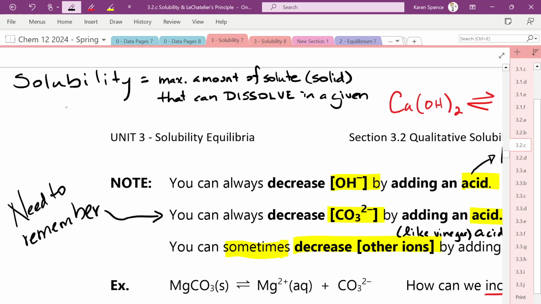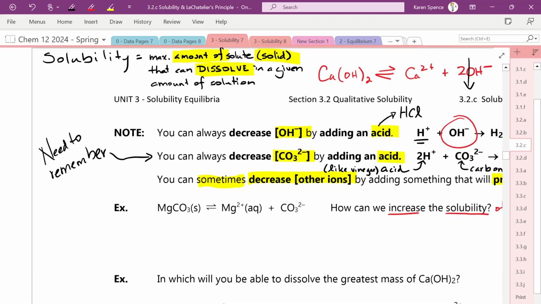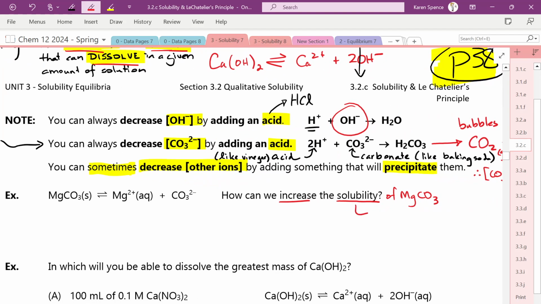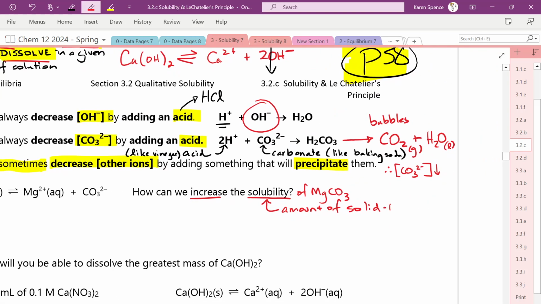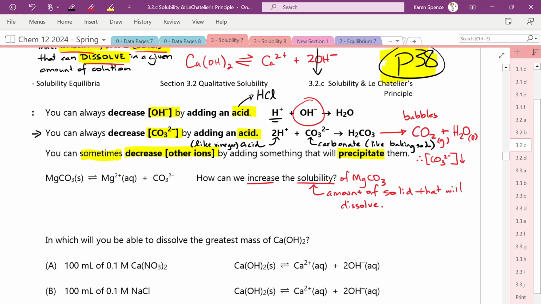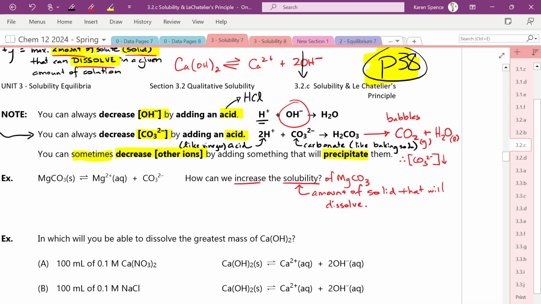It's okay. All right, so the maximum amount of solid that can dissolve in a given amount of solution. So basically, we are looking at the amount of solid that will dissolve. So if we want to increase the solubility, if we want to increase the amount of solid that will dissolve, what could we do to this equilibrium?